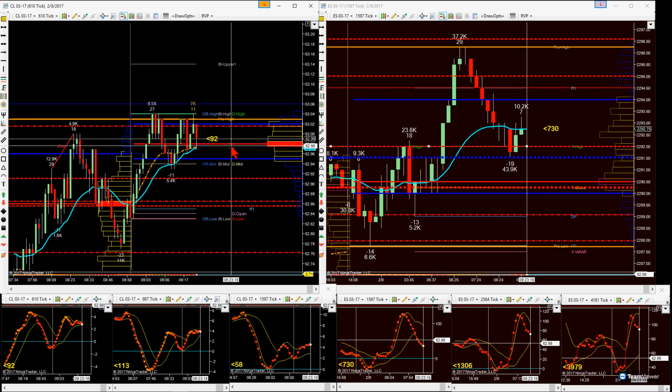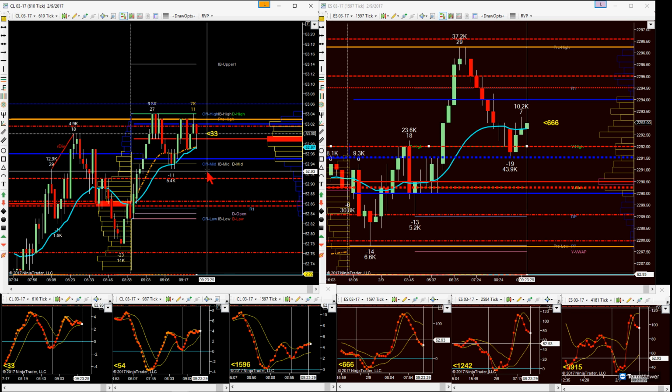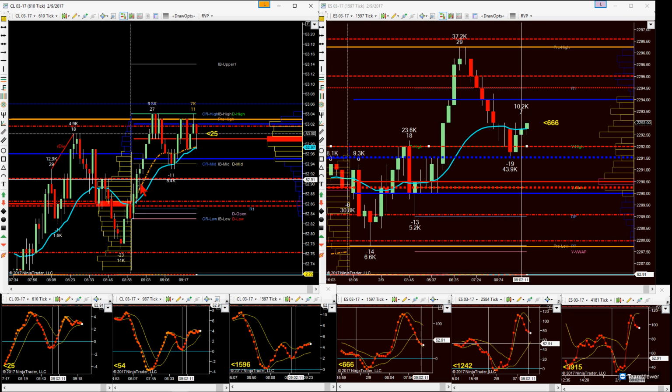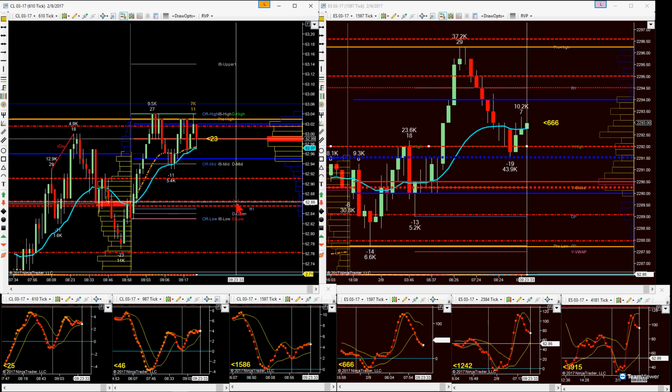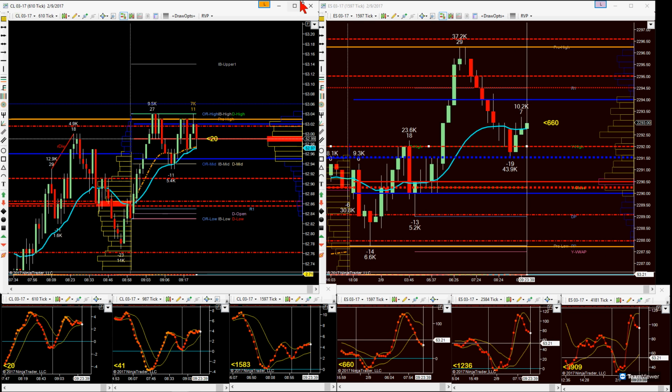Might be worth scaling into a position here, starting at VWAP, middle of the day and this swing. But the problem is, if we get below middle of the day, we might look to test underneath overnight VPOC, come down, take it over.